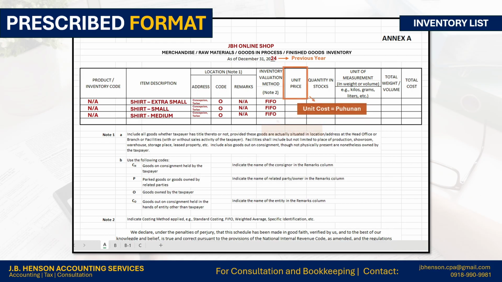Next is unit price. It is the unit cost of the item or ito yung puhunan kung magkano natin nabili yung item. Hindi kung magkano natin to binibenta.